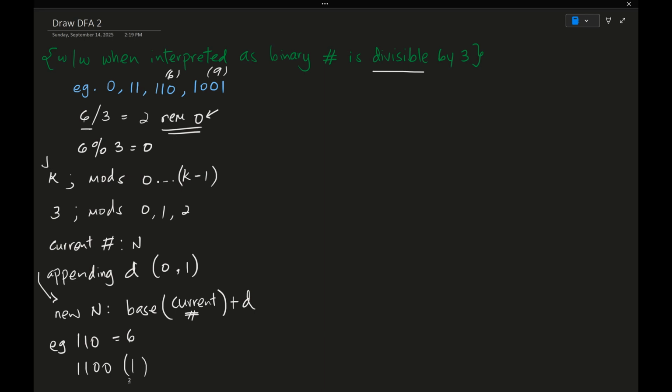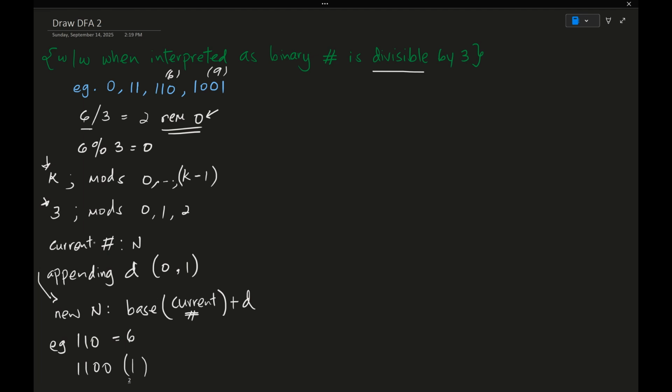So given a number k, the mods of the number would be 0 all the way to k minus 1. So in our question, for 3, the mods would be 0, 1, and 2. Those are the remainders you get if you divide a number by 3.